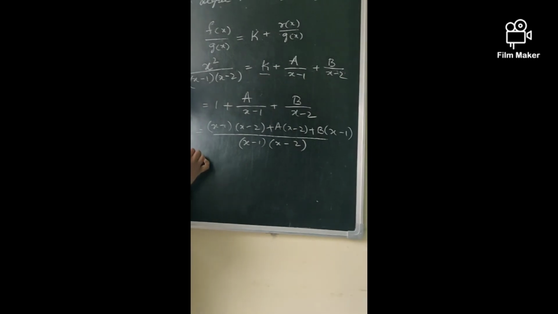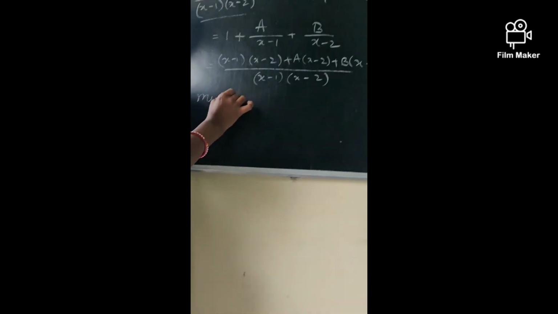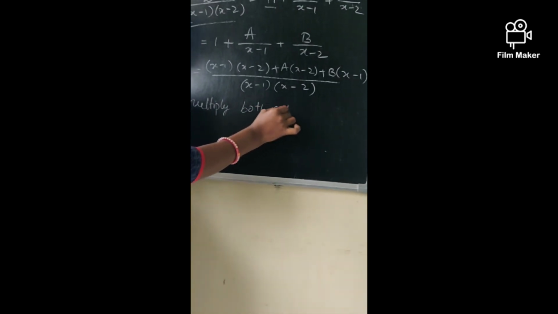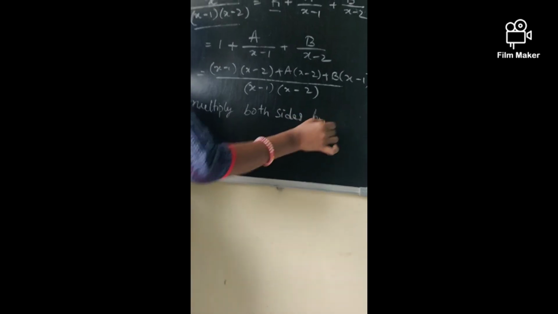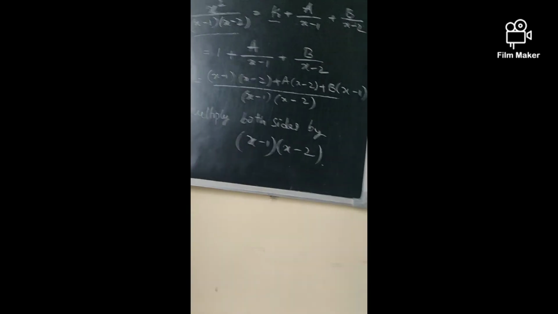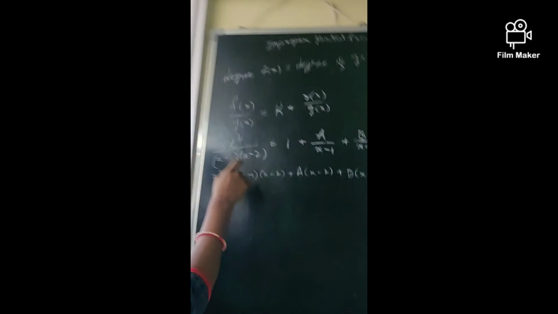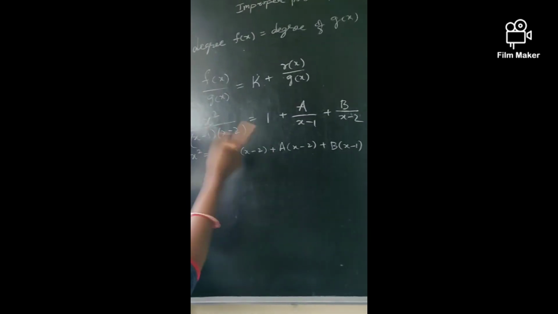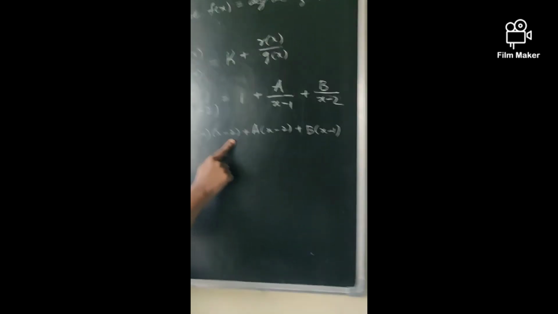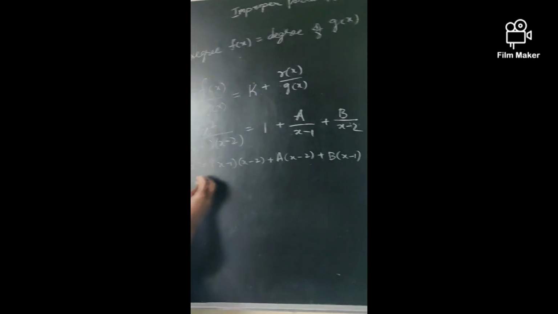Now multiply both sides by x minus 1 into x minus 2. The denominators will get cancelled. Then what we get? x square on the left hand side, and on the right hand side we get x minus 1 into x minus 2 plus a into x minus 2 plus b into x minus 1.